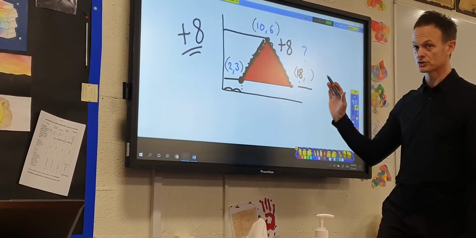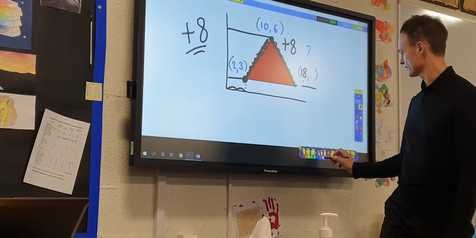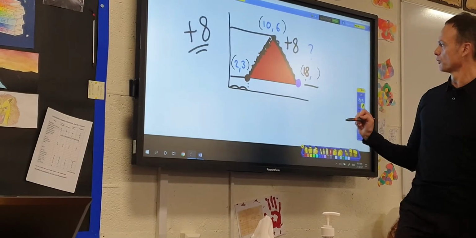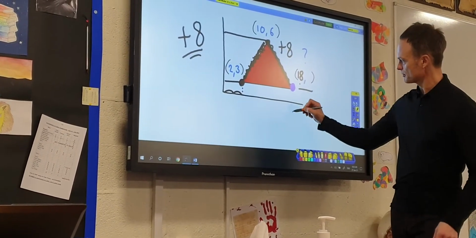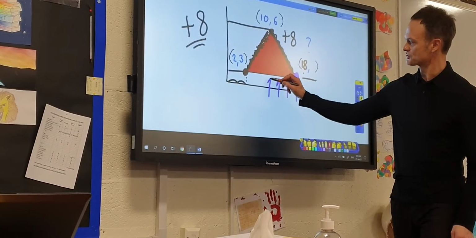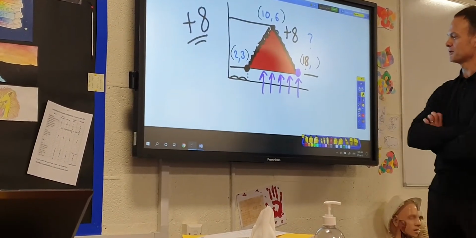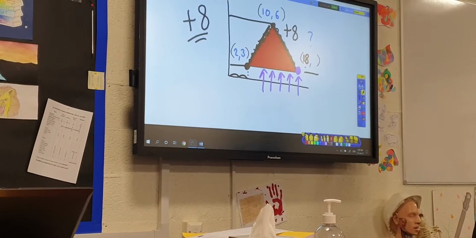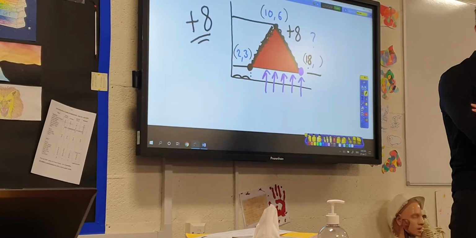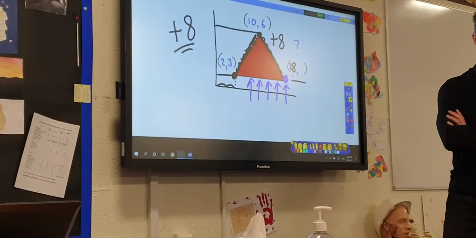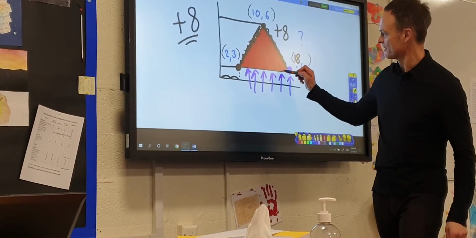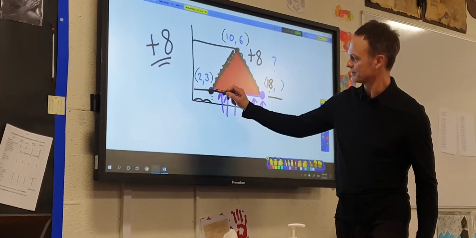Now the up coordinate should be easy. Somewhere, we'll do it in a lovely purple, somewhere there must be an up coordinate for that point. Somewhere it must tell us how high this line is, because it's the same all the way across. If only I could see an up coordinate somewhere on that line. Oh, I can. There it is. What is it? It's 3. We look all the way along the line until we find another coordinate on it.